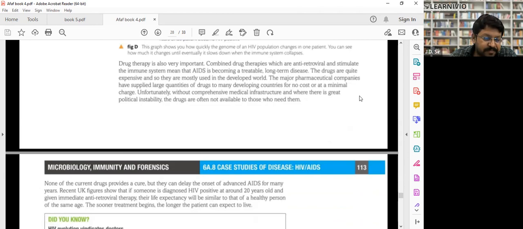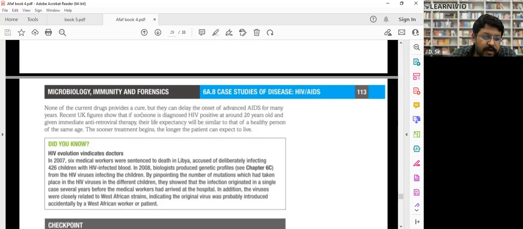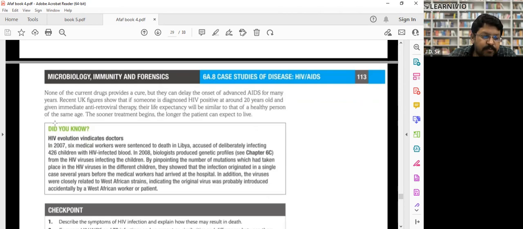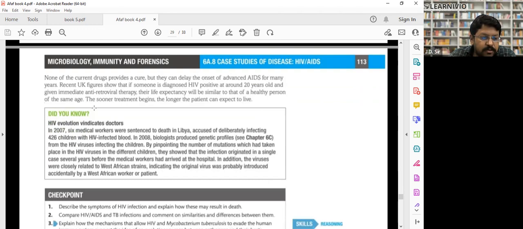None of the current drugs provide a cure, but they can delay the onset of advanced AIDS for many years. I have told that, right? They just delay the process. Recent UK figures show that someone diagnosed HIV positive around age 20 and given combined antiviral therapy will have a life expectancy similar to a healthy person of the same age. So the sooner the treatment begins, the longer the patient can expect to live.